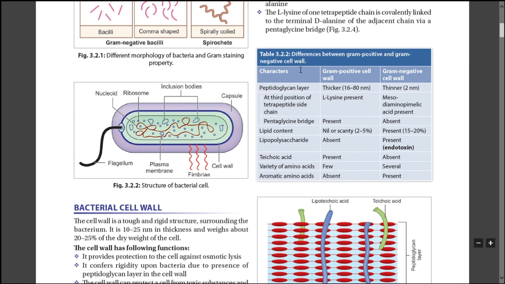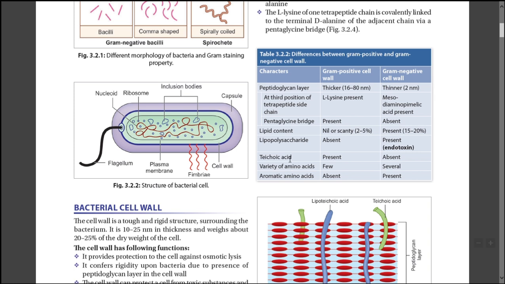The peptidoglycan layer is thicker in the gram-positive cell wall. You can remember positive, it is higher, thicker. Negative, it is lesser, thinner. You can remember like that. And you can also remember the lipid content. Lipid content is present in very less quantity in gram-positive, but in the gram-negative cell wall it is opposite. It is present in a reasonable amount.